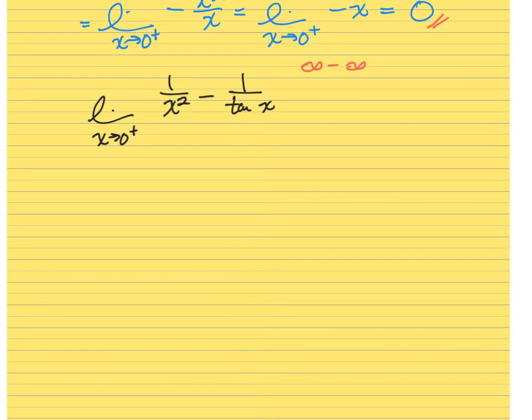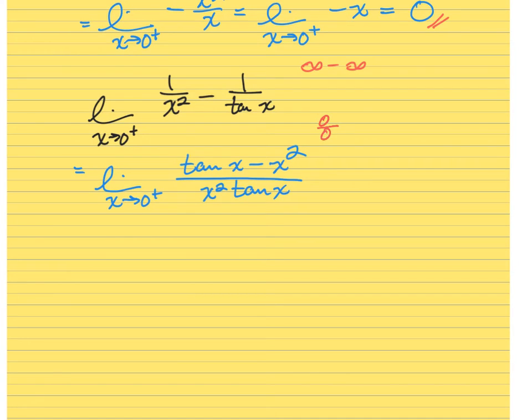So we're just going to do a little algebra. Probably the best thing to do here is just to combine these things. We've got two fractions, so a common denominator would be x squared tangent of x. And then, of course, we end up with tangent of x minus x squared on top. Okay, so if we look at that one now, as x goes to 0, tangent of x goes to 0, minus 0. So the top is going to 0. The bottom is going to 0. So now, all of a sudden, this is a 0 over 0 form.